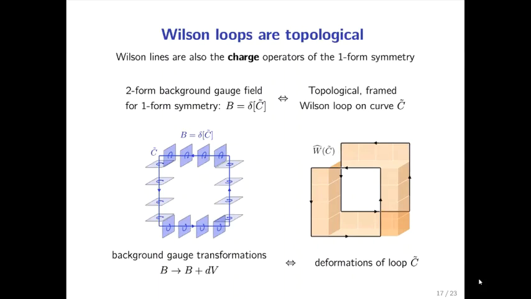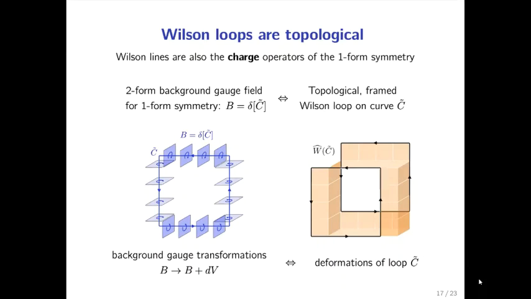Okay. Right. So these are the Wilson loop operators, and it turns out they're topological. The reason is that the Wilson lines are not only charged under the one-form symmetry, but they are also the charge operators for the one-form symmetry. So they generate this one-form symmetry. A generic background field for the one-form symmetry is equivalent to inserting some collection of defect operators, or charge operators, for the symmetry.